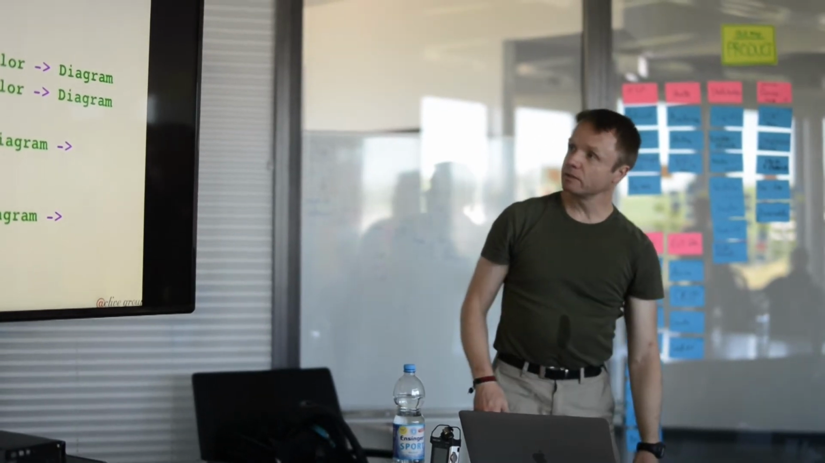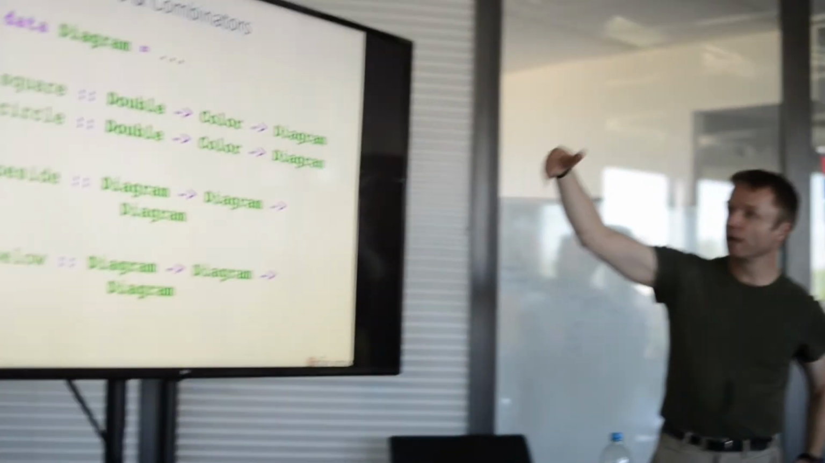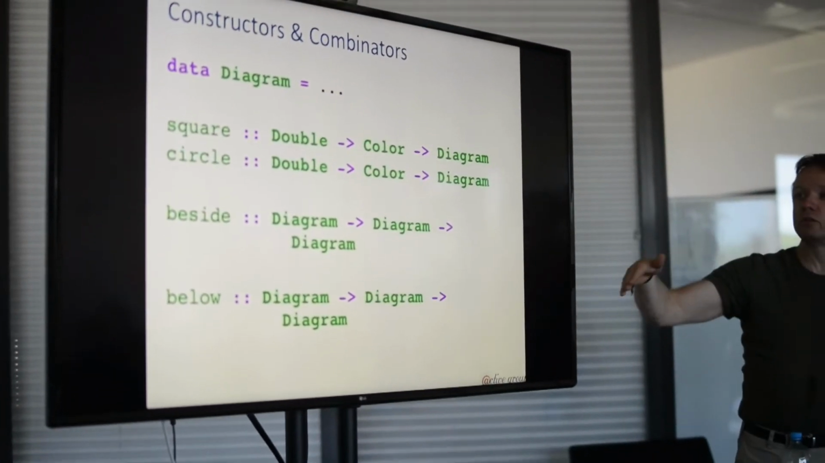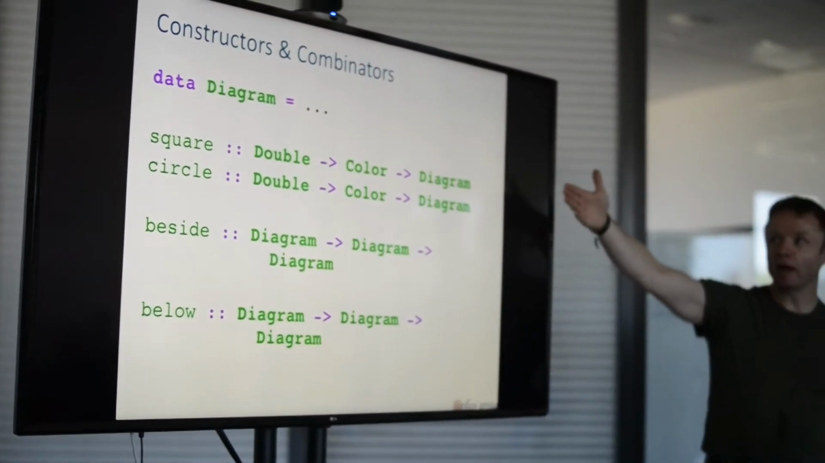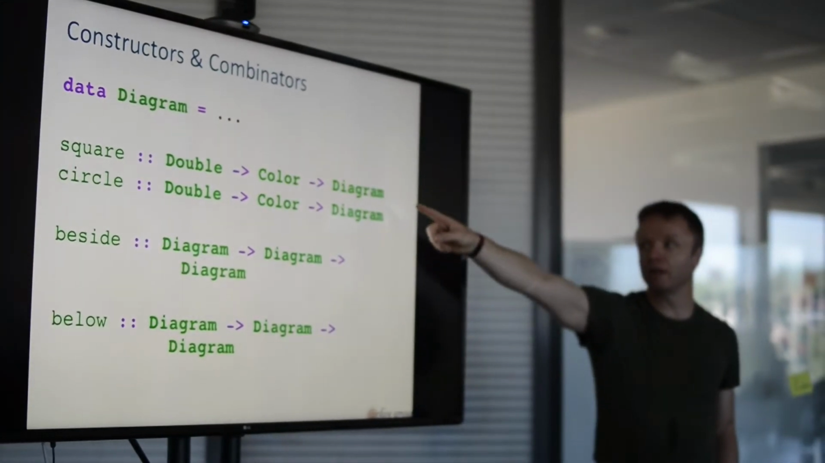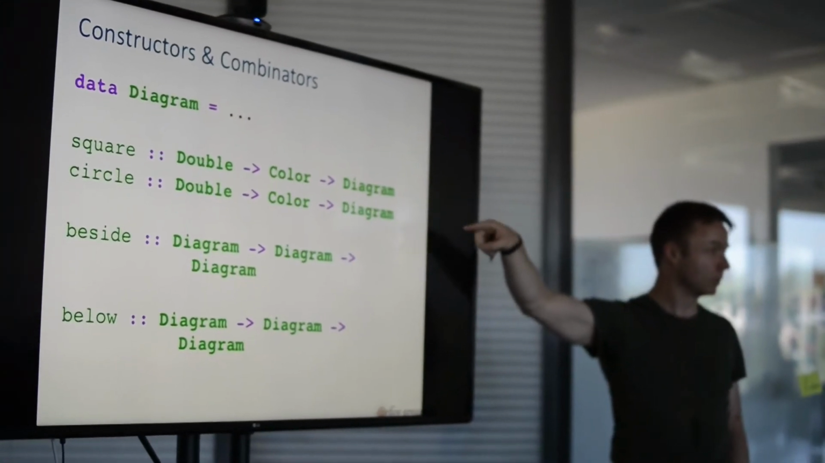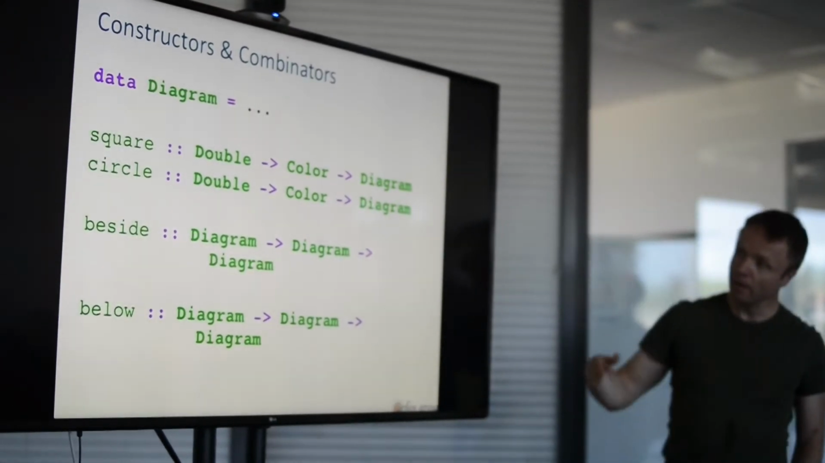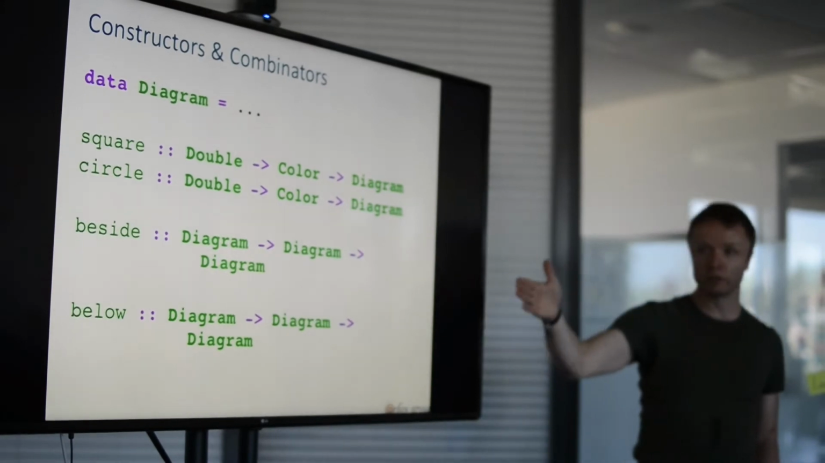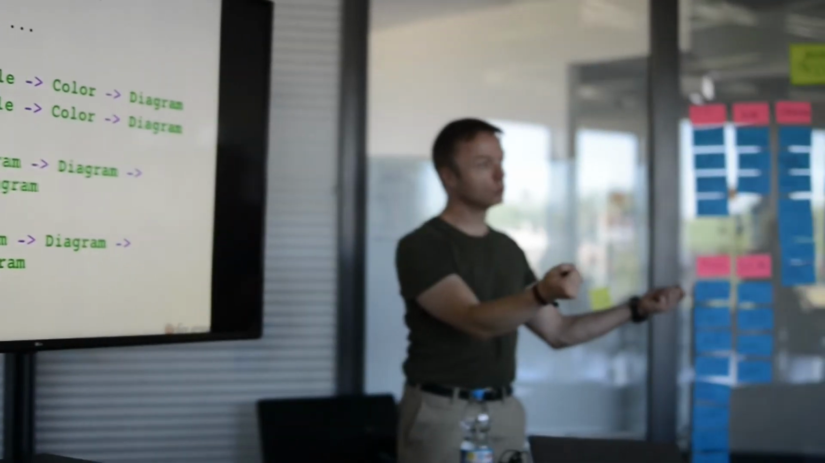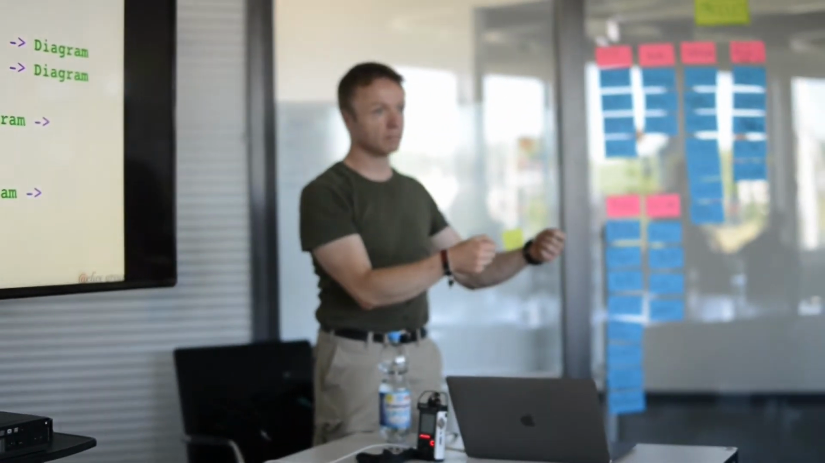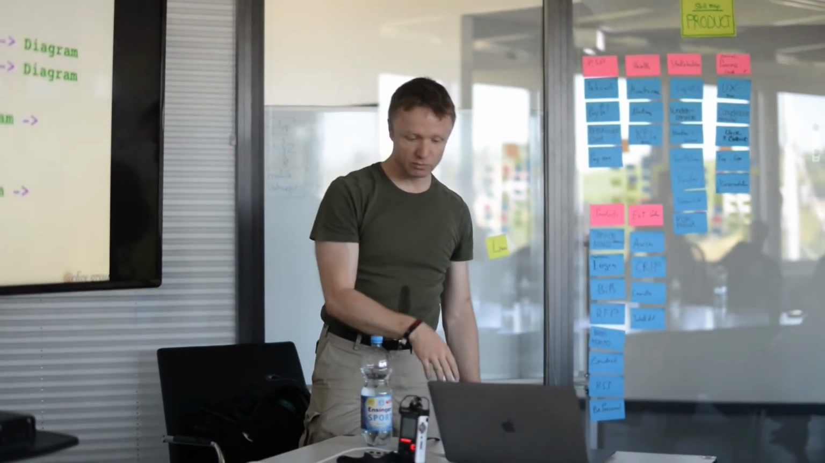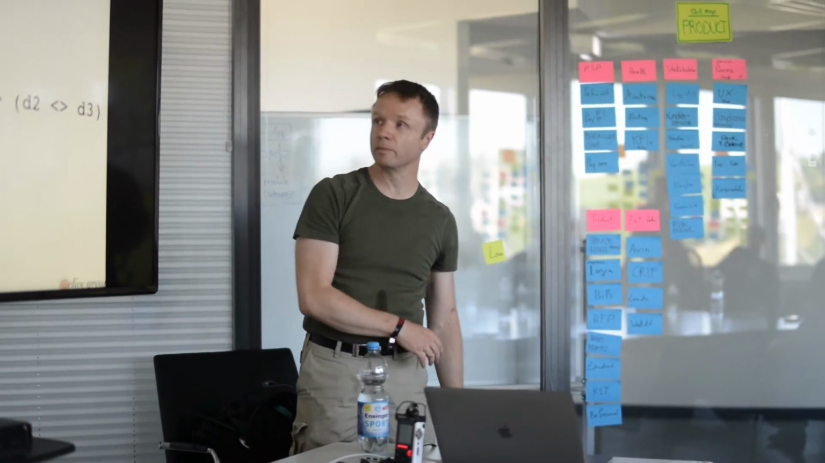If you think about this, it might look like this. So there's a data type for diagrams. We don't exactly know what it is, but there's two functions for squares and circles. And we feed in some size parameter, here double, and a color, and we will get a diagram. Okay? And we're not going to worry about how those primitive things are represented. And then we imagine that we have two combinators, beside and below, and they will take two diagrams and produce a bigger diagram. Okay? And that's been how we've been doing diagrams for 30 years in functional programming.